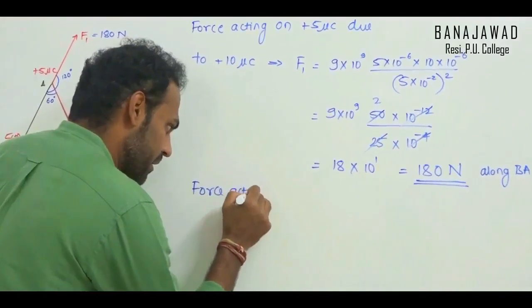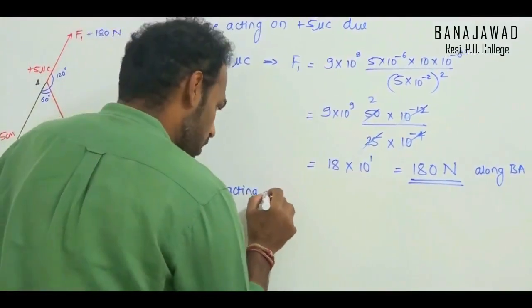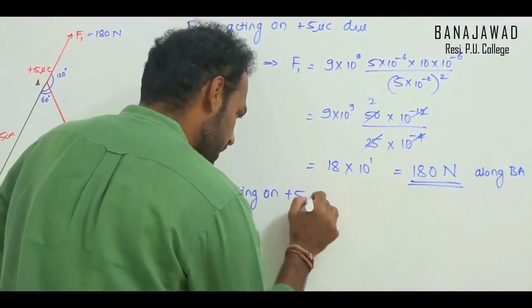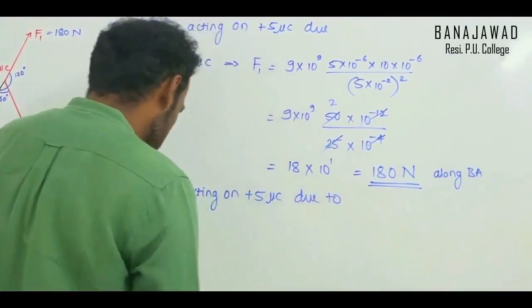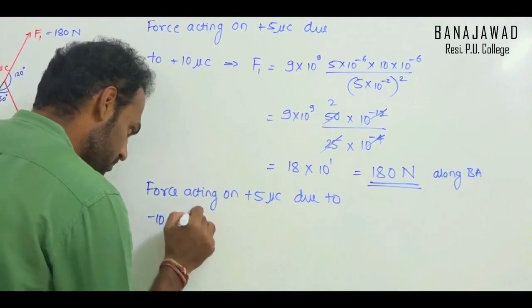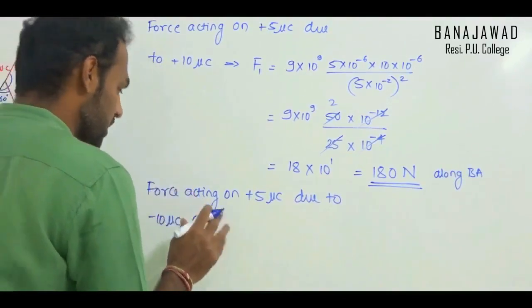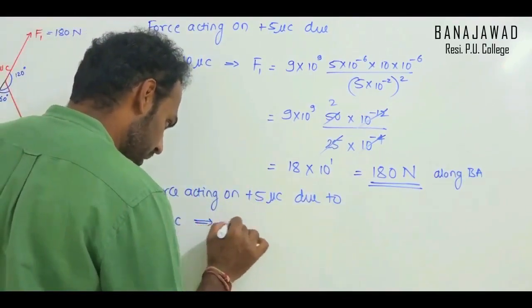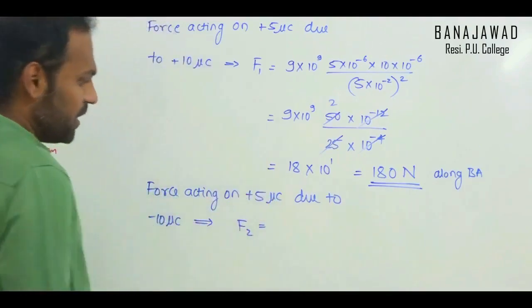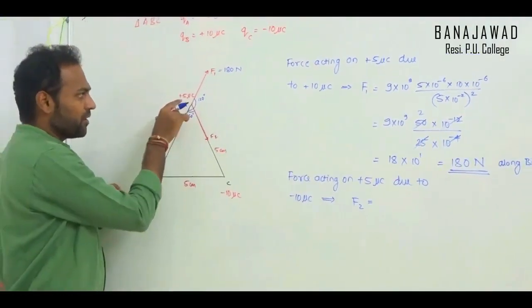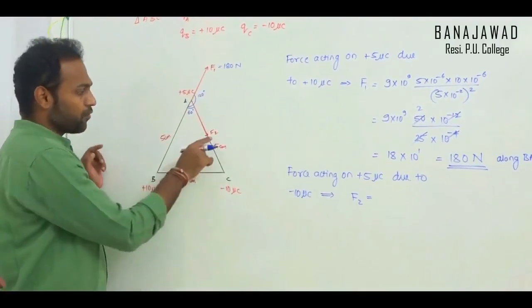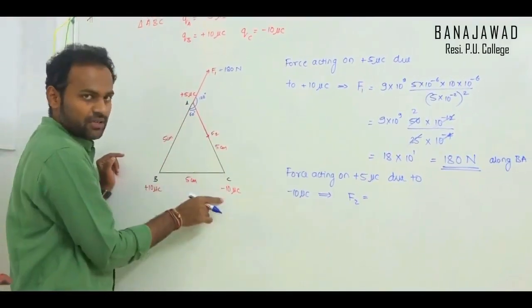Force acting on the plus 5 microcoulomb charge due to the minus 10 microcoulomb charge. That force is given by F2. F1 was the force between plus 5 and plus 10, and F2 is the force between plus 5 and minus 10.